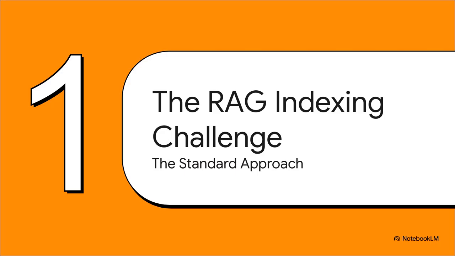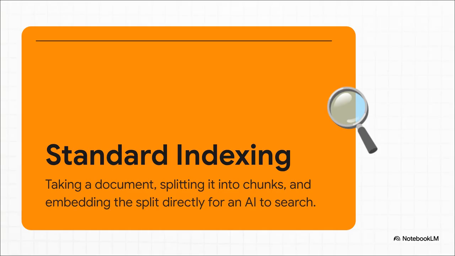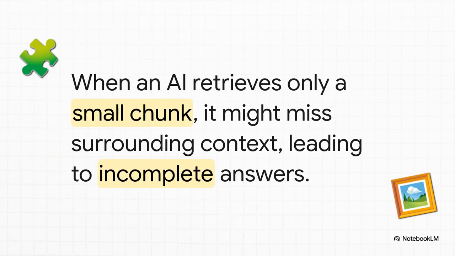Okay, so to really get why this new solution is so cool, first, we gotta look at how things are usually done and, well, the big challenge that comes with it. So the standard way, what we've been doing for a while now, is basically taking a big document, say a long report or an article, and just chopping it up. You slice it into all these little manageable chunks. The whole idea is that it's way faster for an AI to search through these tiny pieces to find something relevant. But, and this is a big but, here's the problem.